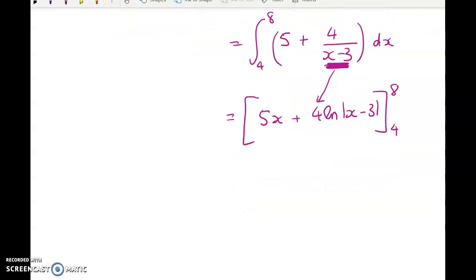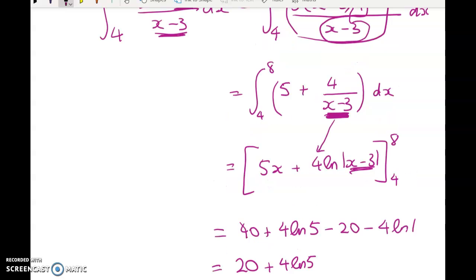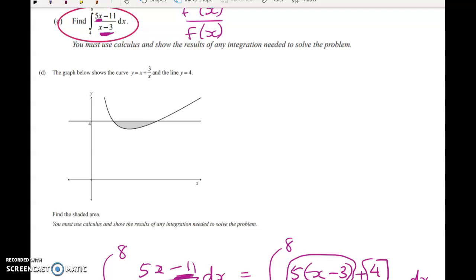And now we just have to evaluate those limits. So that gives us 40 plus 4 times the natural log of 5 minus 20 minus 4 times the natural log of 1, which is 0. So my exact answer is 20 plus 4 log 5, and my approximate answer works out to be 26.4, I think I got 0.438, but I can't read my handwriting. I think that's right.